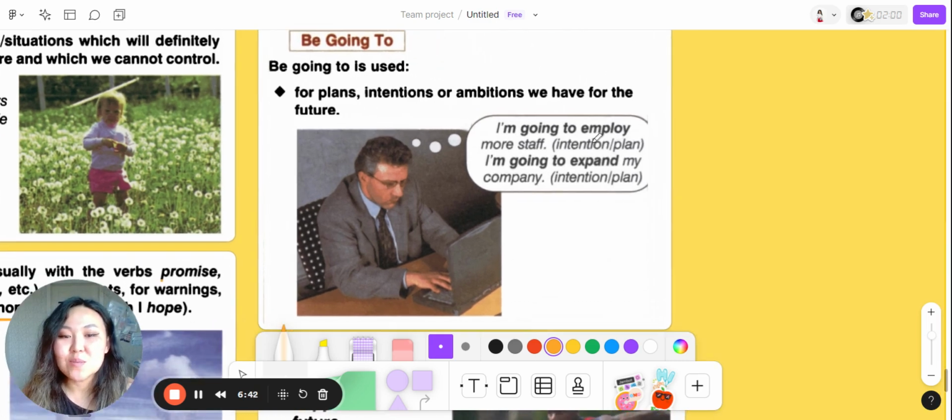Here we have an example. I'm going to employ more staff. It is his intention or plan. Next one, I'm going to expand my company. And again, this is his intention, his plan.